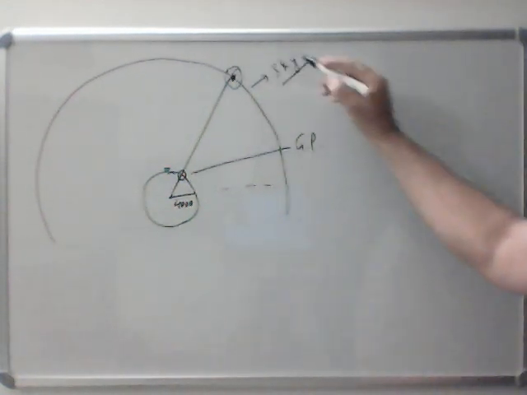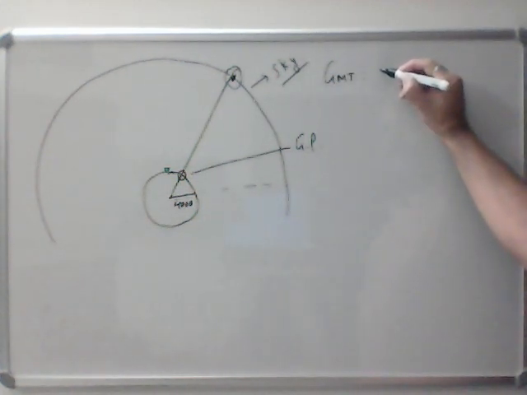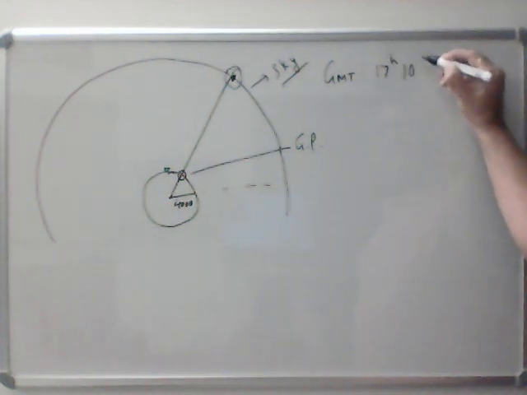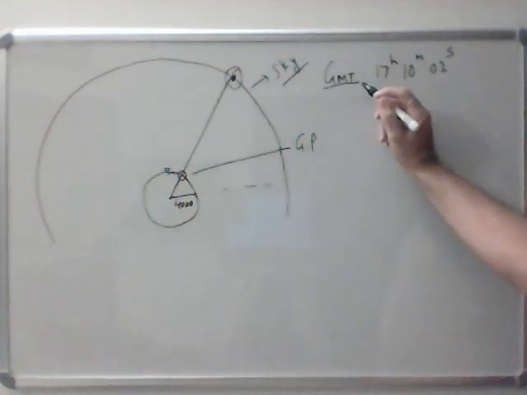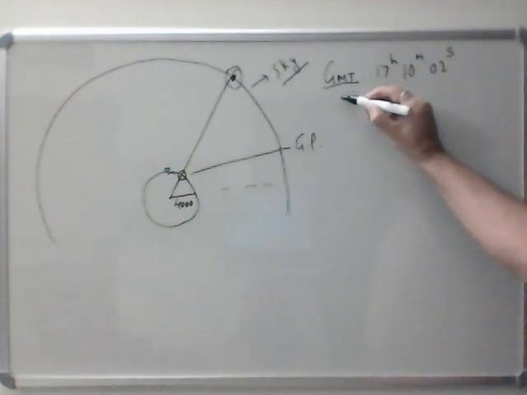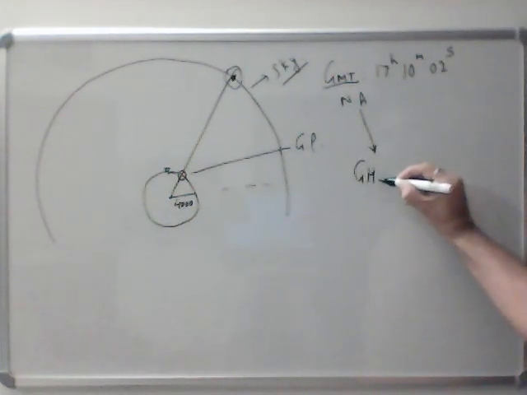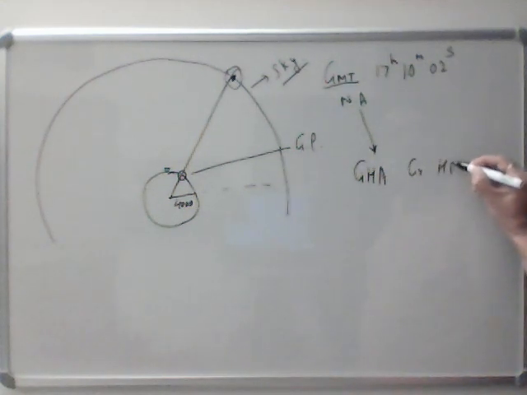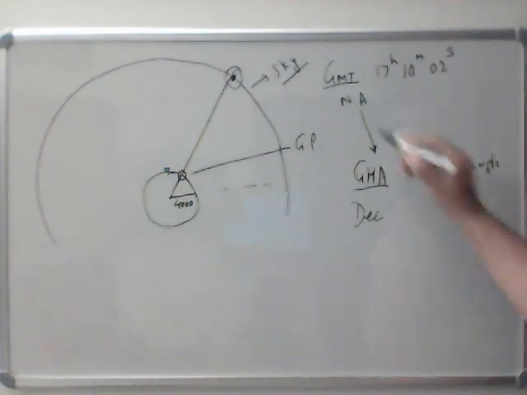So in the almanac, you use the GMT when you took the altitude. Let's say the time is 17 hours 10 minutes 02 seconds. This is the GMT when we took the altitude. From the GMT, consult the Nautical Almanac and you will get two pieces of information: the Greenwich hour angle of the celestial body and the declination of the celestial body.